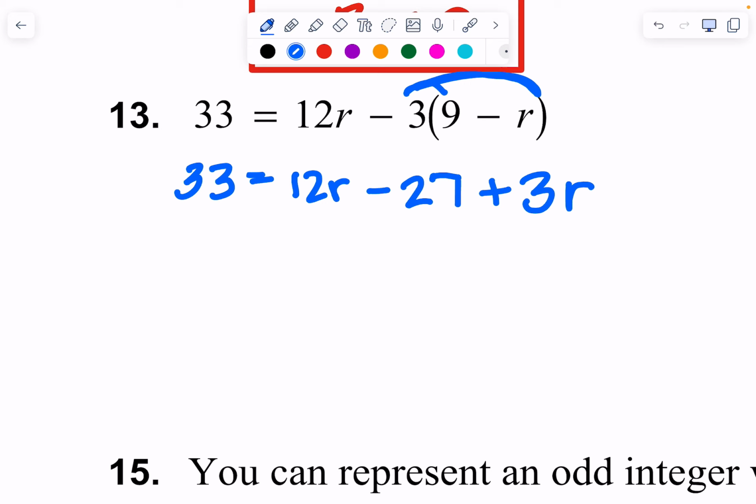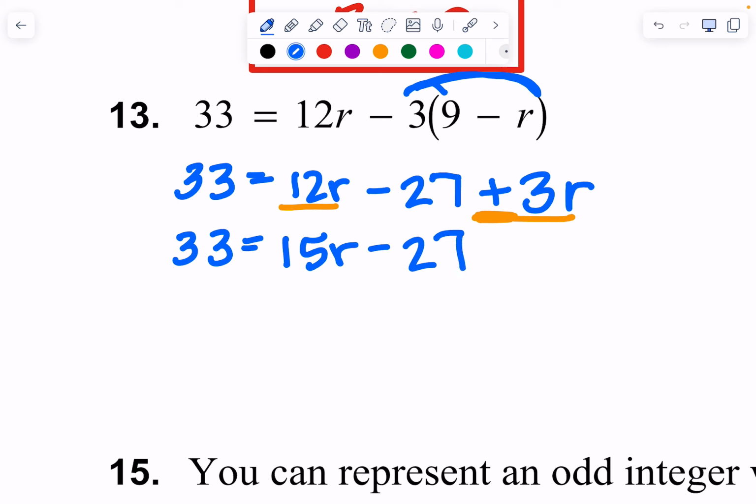Okay. Now, do we have like terms to combine? Yes. We sure do. We can take our 12R and 3R. That plus is the operation. Okay. So we have 15R minus 27.